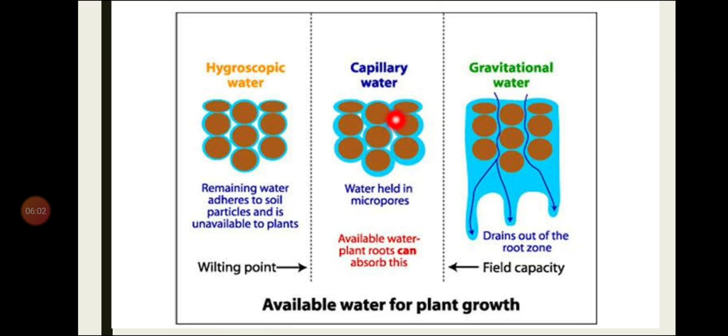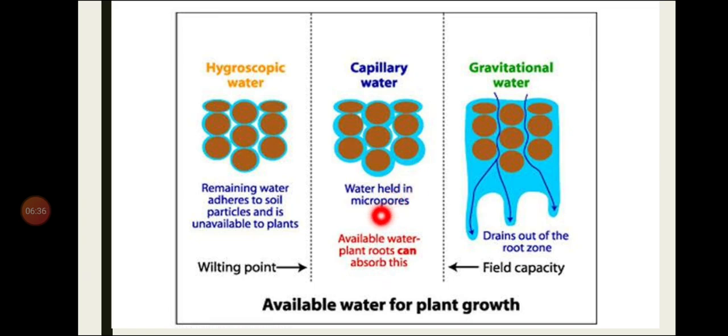And this water can go up, this water can be absorbed by the roots. See here it is written available water, plant roots can absorb this. These are soil particles, and in between the soil particles there are pores, and the water that is filled in these pores is called capillary water. This capillary water can rise up, and that can be absorbed by roots for their absorption process.